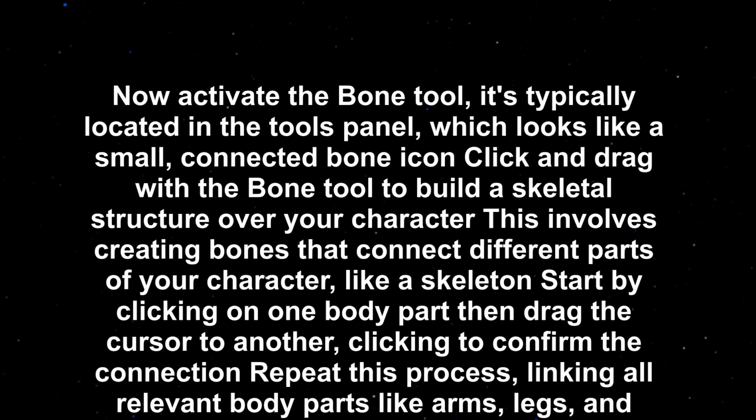Now activate the Bone tool. It's typically located in the Tools panel, which looks like a small, connected bone icon. Click and drag with the Bone tool to build a skeletal structure over your character. This involves creating bones that connect different parts of your character.